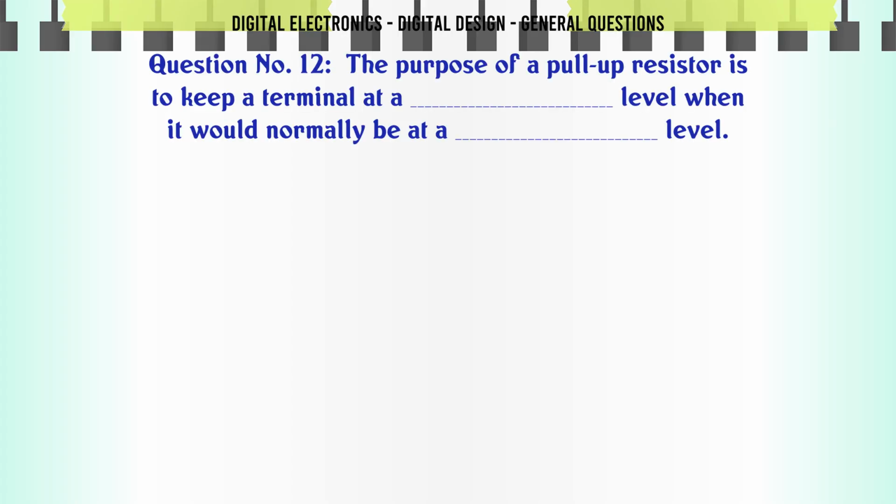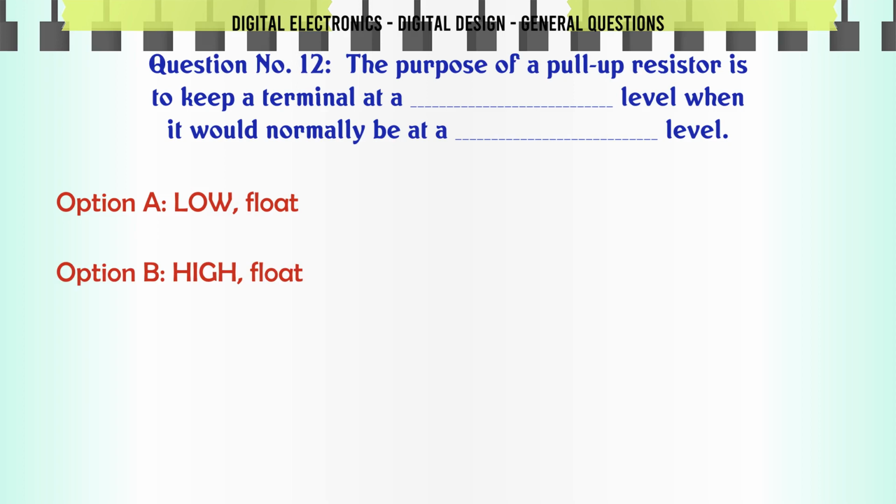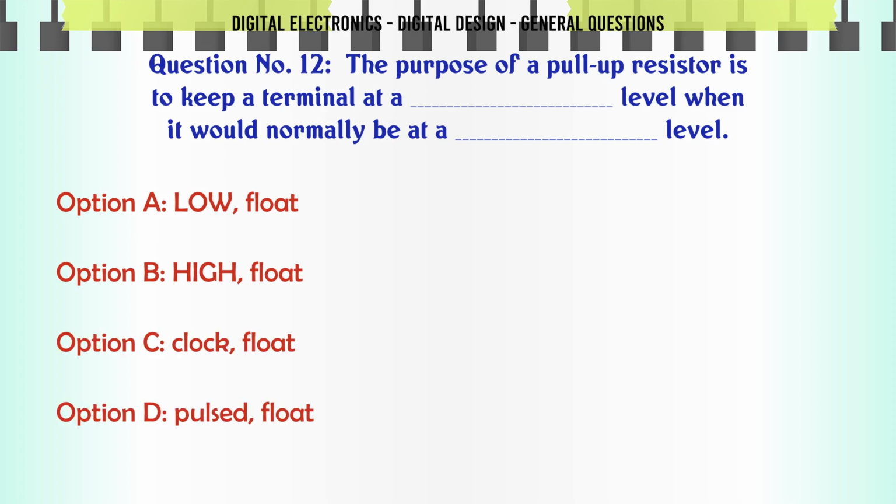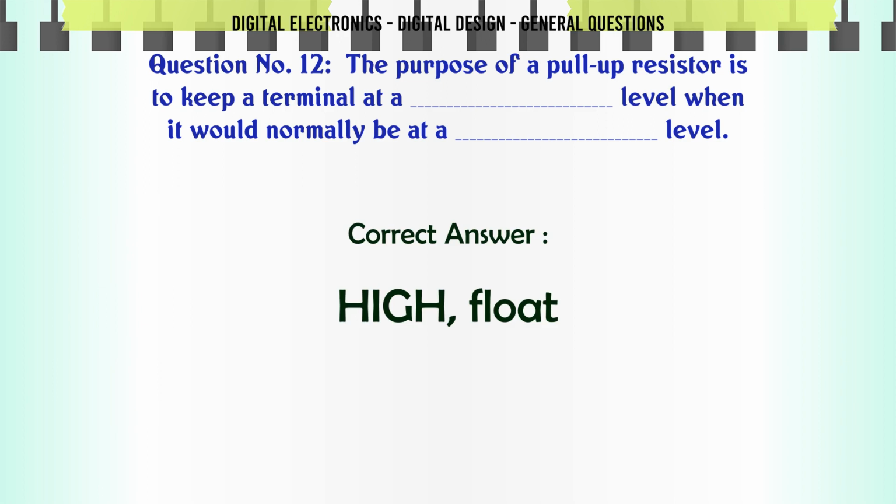The purpose of a pull-up resistor is to keep a terminal at a high level when it would normally be at a floating level. A. Low float. B. High float. C. Clock float. D. Pulsed float. The correct answer is high float.